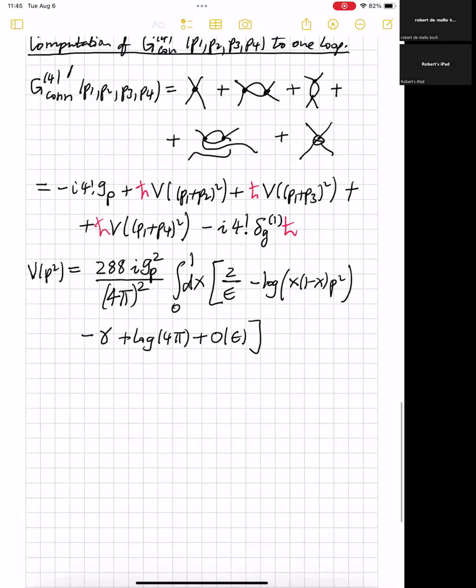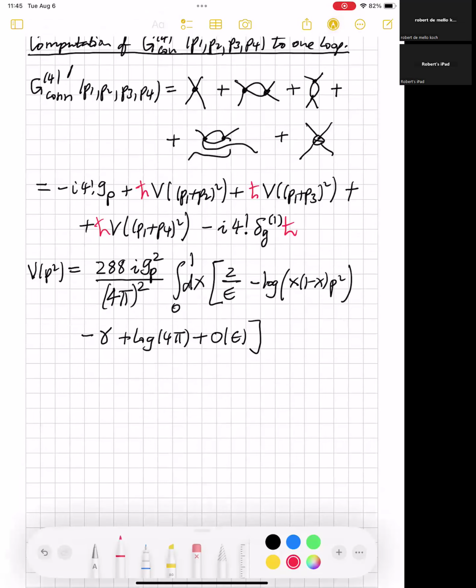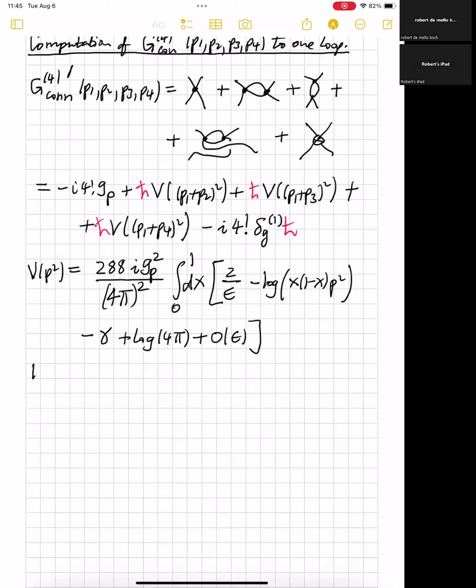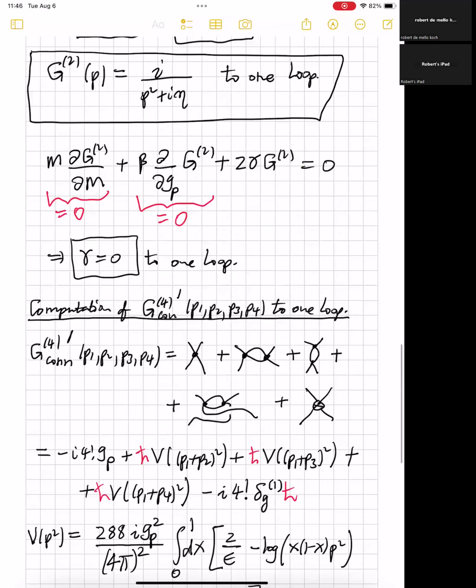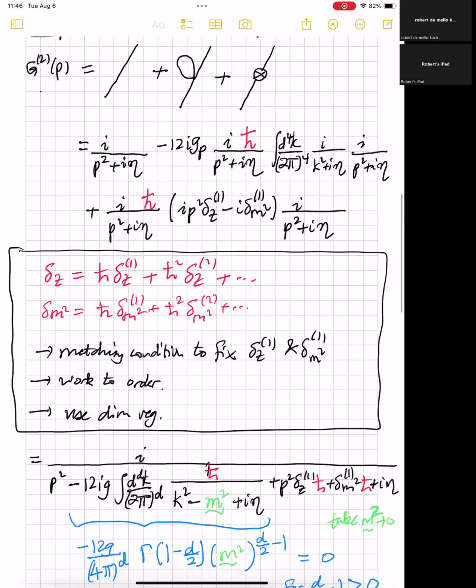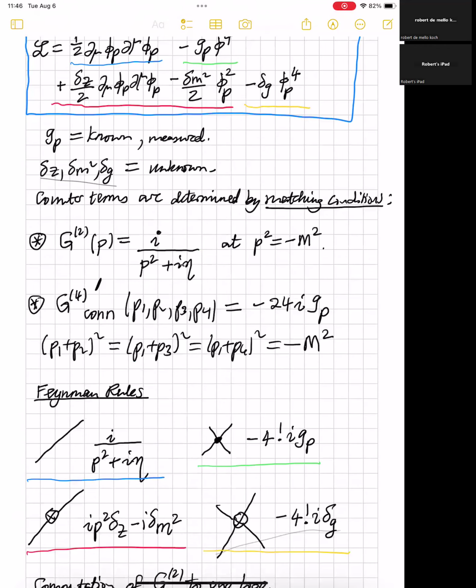Okay, then we're going to use the matching condition, okay? So let's just discuss what that would give us. So use the matching condition. And let's just remind ourselves what that matching condition said. So where was it? It was over here. So we should set the connected amputated piece of the 4-point function equal to minus 24 i gP at the point where the sum of the squares of the momenta is equal to minus m squared.